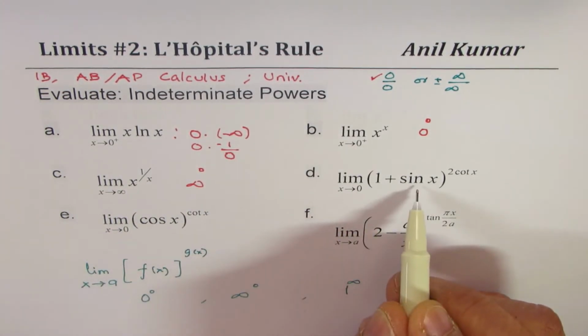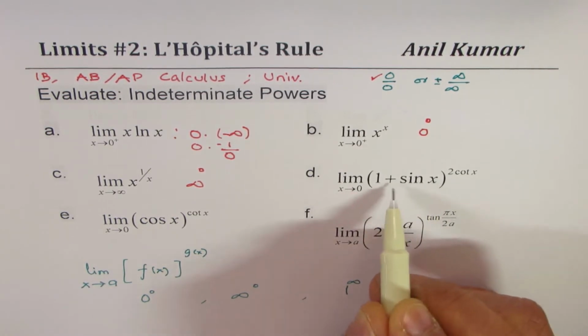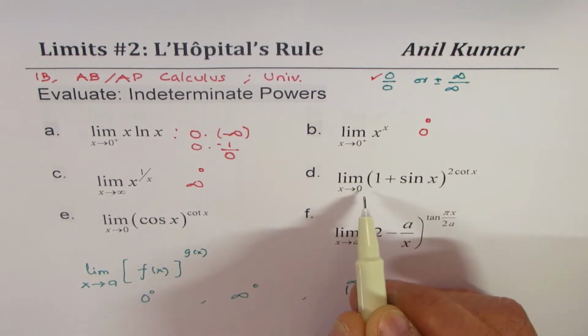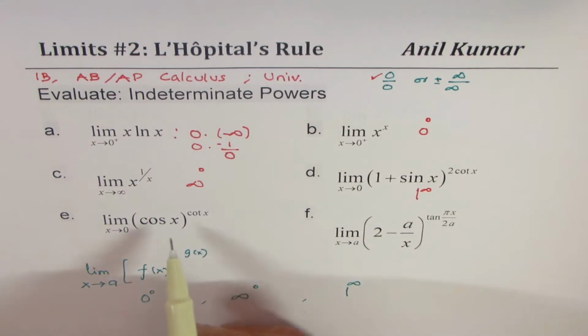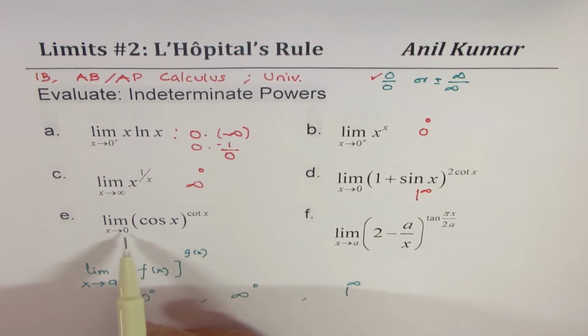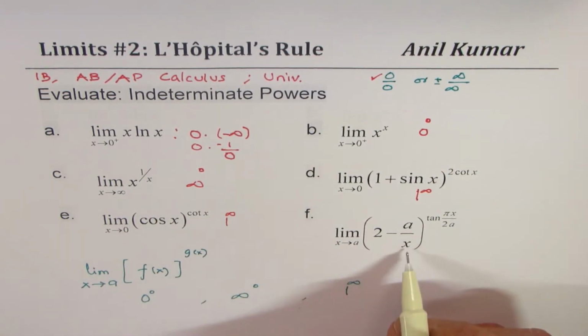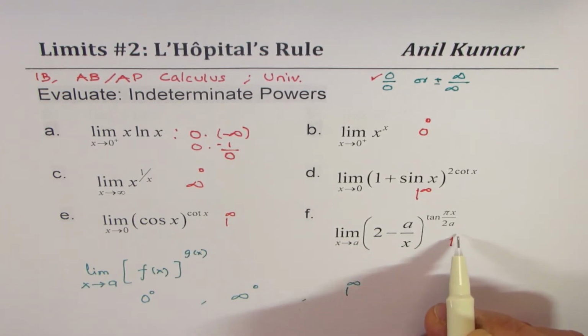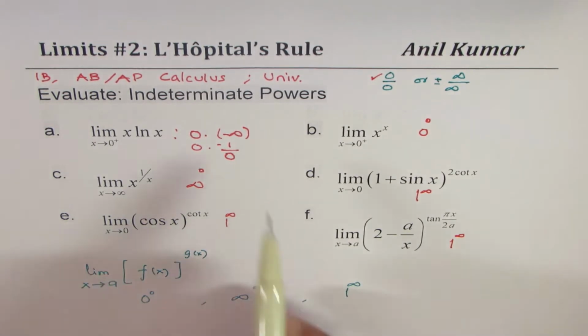Then if I substitute 0 here for sine x, sine 0 is 0, so we get 1 plus 0 as 1. Cotangent of 0 is infinitely large, so this is of the form 1 over infinity. And in these quadratic functions, cos of 0 is 1, so that is also 1 over infinity. Here if I substitute, a over a is 1, 2 minus 1 is 1. So this is also the form 1 over infinity, right? So all these cases are the ones in which we can apply this rule and quickly find the limit.